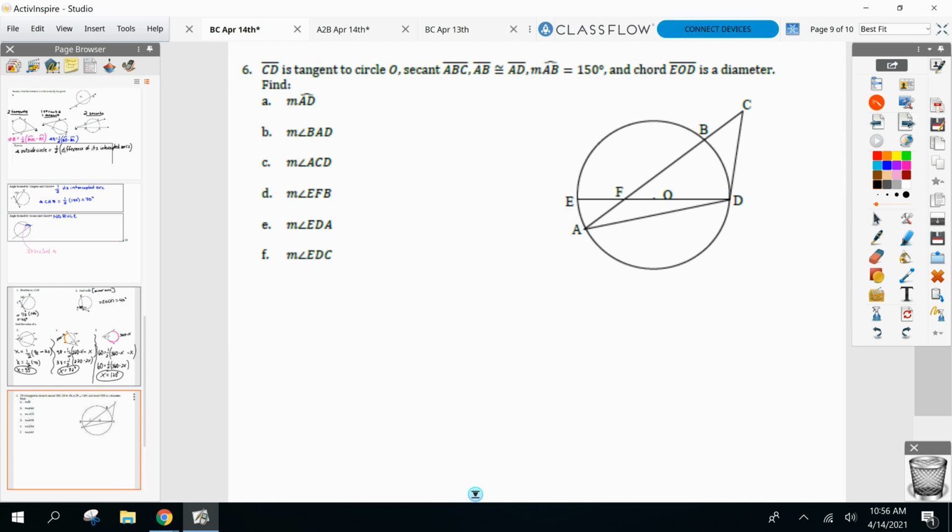A through F, I'm sorry. Remember, we don't care about it yet. I want you to try to find as many arc measures as possible first. What is that AB supposed to be? AEB, yep. If anybody wants to add a little E in between there, yes, arc AEB is a 150.